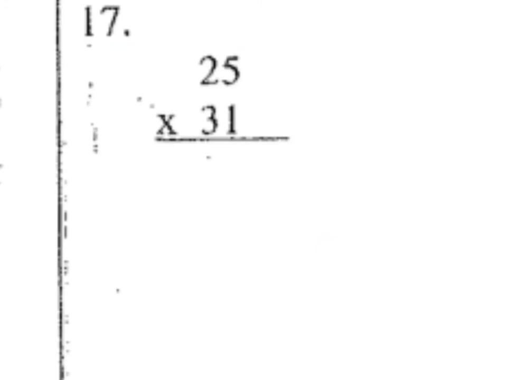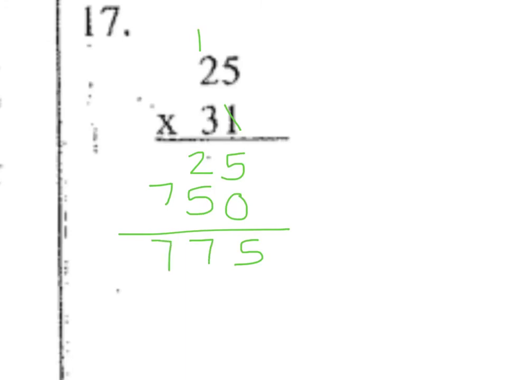Alright, now we're looking at number 17. Just need to show you the algorithm. So you've got 1 times 5 is 5, 1 times 2 is 2, we're done with the 1, carry your 0. 3 times 5 is 15, carry the 1. 3 times 2 is 6, plus 1 is 7. Add together, 775.